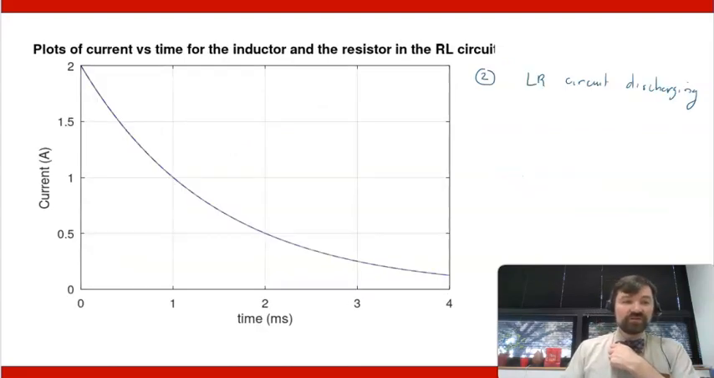Okay, for the discharging case, that same rule also applies. And this right here is what your discharging graph looks like. So we started at 2. After a half-life, we're at 1. After a quarter life, we're at a quarter, which is 0.5, and so on.